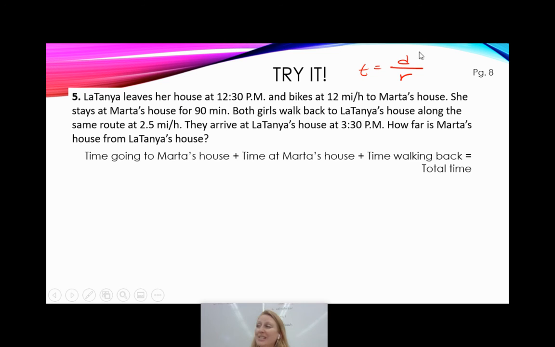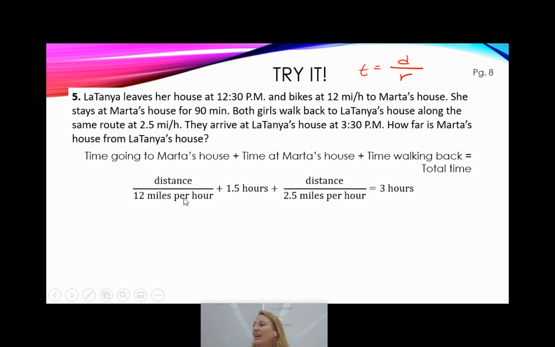I don't know the distance, but I know it was the distance divided by her rate, which was 12 miles an hour, right? Plus the hour and a half she was at Martha's house. Again, it says 90 minutes, but I need it in hours to match that other stuff. So I said 1.5 hours. Plus that same distance again, which I still don't know. They walked back at 2.5 miles per hour. So that same distance, which we don't know, divided by the rate.